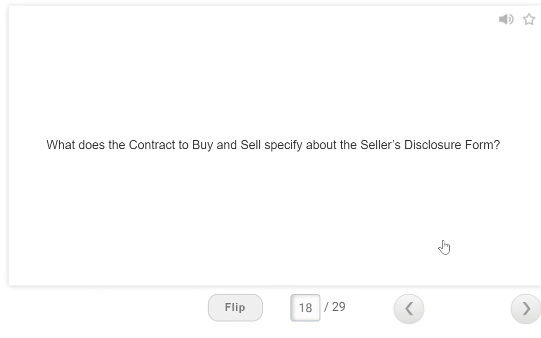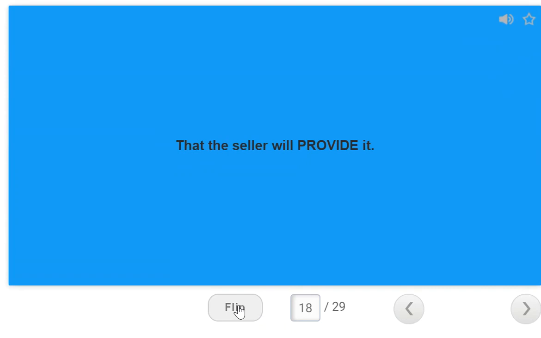What does the contract to buy and sell specify about the seller's disclosure form? So we just went over this. That the seller will, in all caps, provide it. That the seller will provide it. Watch the wording there. If it's multiple choice, watch the wording, because the seller's disclosure form is not mandatory. The contract to buy and sell just says it will be provided.